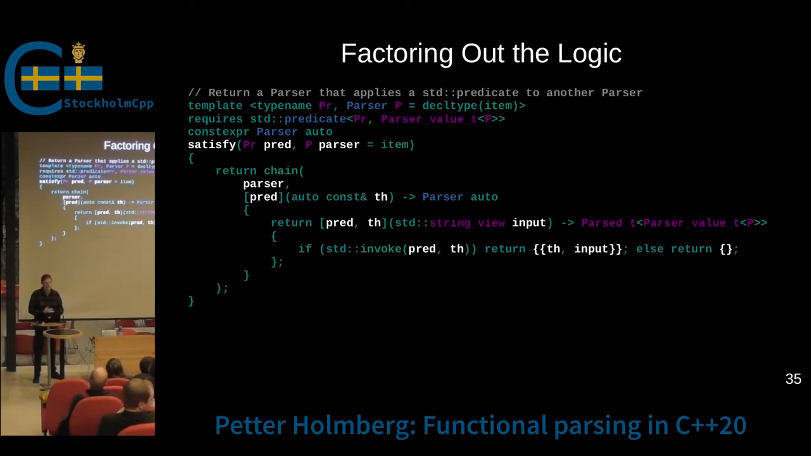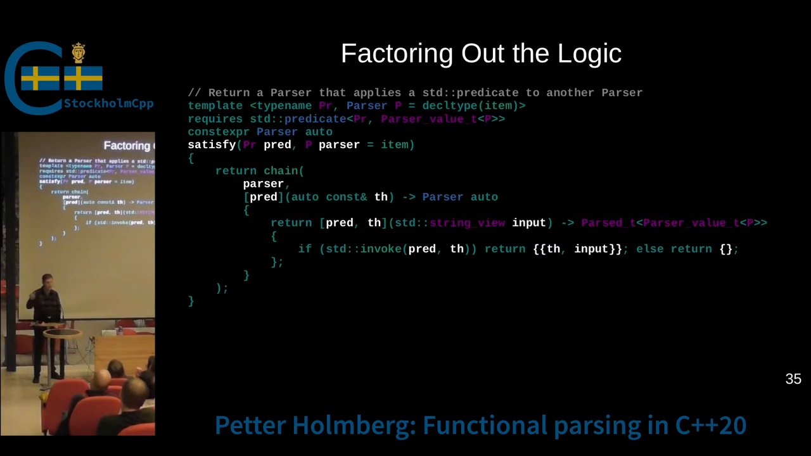And so what's a predicate? Well, we have also a concept for that. It's just a more constrained version of regular invocable. So std predicate means it's a regular invocable whose return type is Boolean testable. So it could be bool, but the return type doesn't technically have to be bool. It could be a type that's convertible to bool, and it has to have a negation operator whose return type is also convertible to bool. So it's a bit technical, but it's a function returning a bool. You can think of it as that.